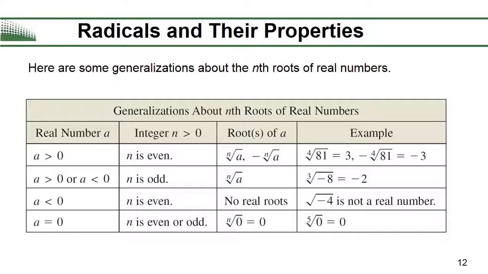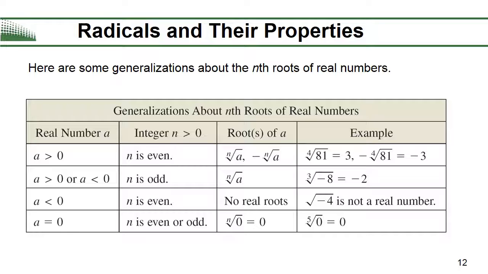Okay, looking at this chart, they actually give you a number example at the end. Those are kind of handy to look at. So if your number a is positive and n, which is going to be the number in the root, is even, then there are actually two roots. There's a positive and a negative. So if your root is even, if it's a square root, fourth root, a sixth root, etc., you do have two roots. The principal root is always the positive.